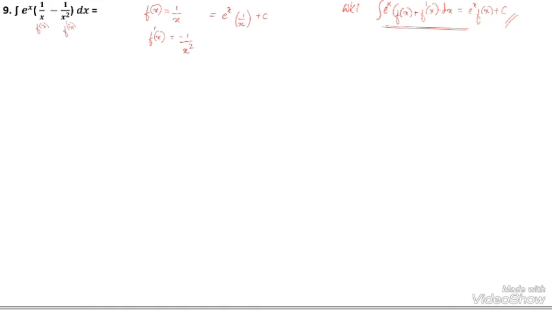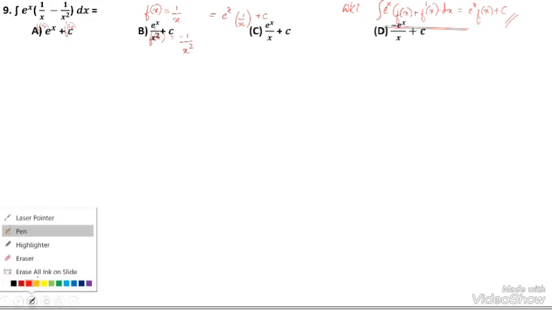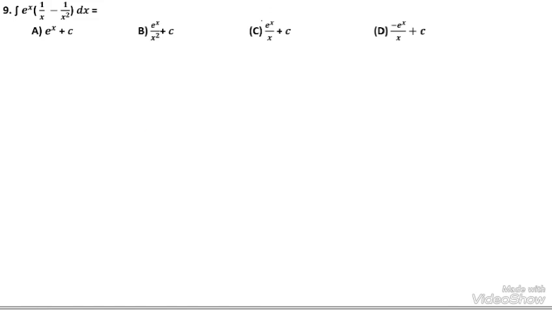Now, let's see the options. Which option is suitable? That is option number C, e to the power x into 1 by x plus c. This is the correct result of the given problem. Next one, question number 10.